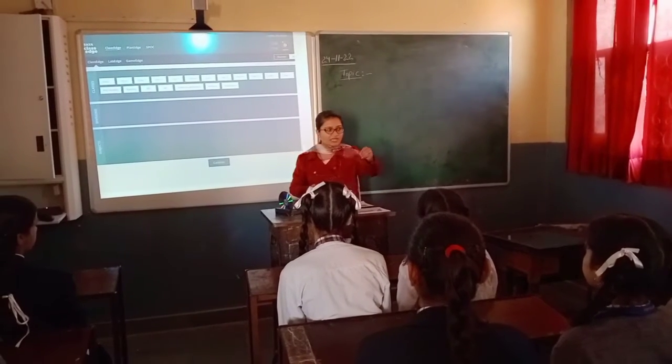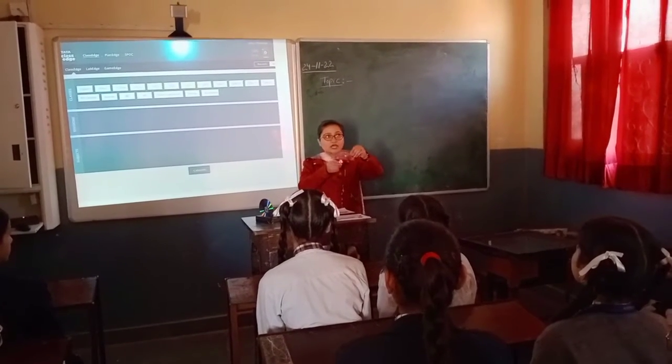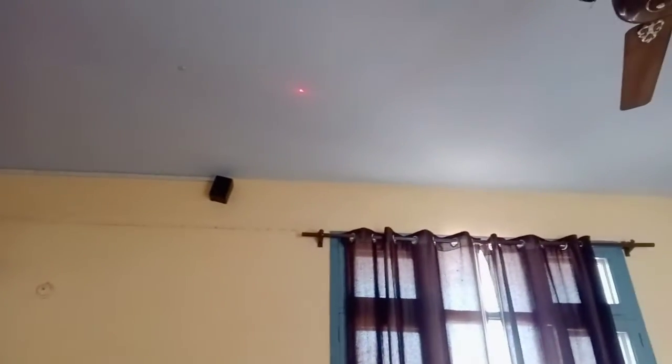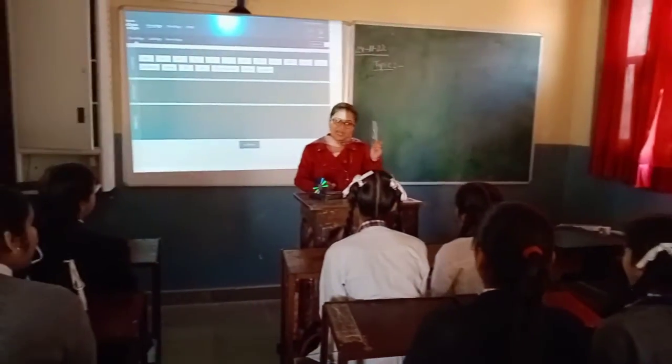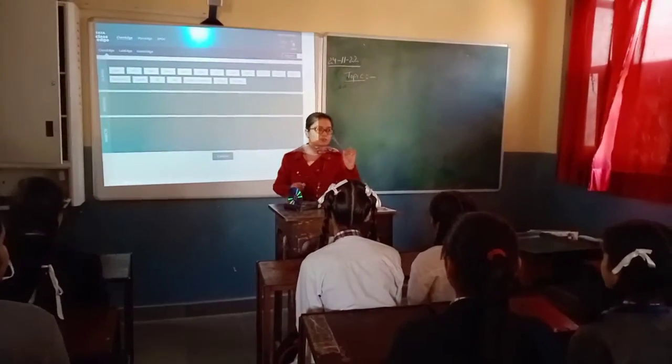नाउ आई हैव वन अनदर. नाउ कैन यू ऑब्जर्व लाइट? Yes. You can observe it on the roof. So which type of object is it? Transparent. It is a transparent object.